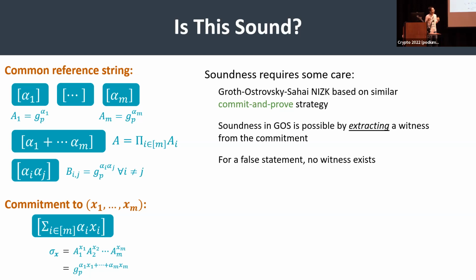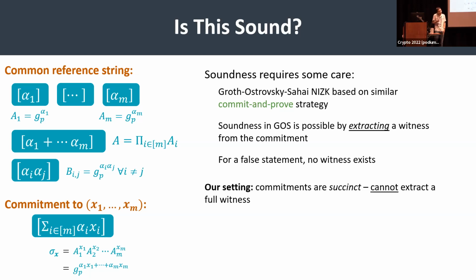So can we try to mimic a similar type of proof strategy in our setting? Here, we are going to run into a bit of trouble. The commitments that we use here are succinct, namely, we're committing to a very long vector using a single group element. And so we can't hope, at least not from some kind of non-knowledge assumption, to extract the entire witness from just a single short commitment. So we need to rely on a slightly different strategy.